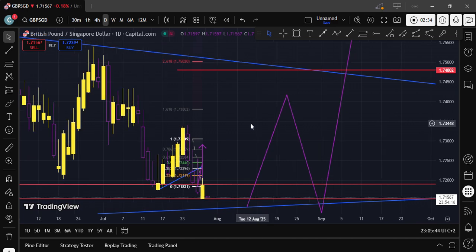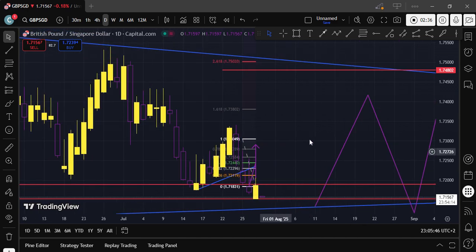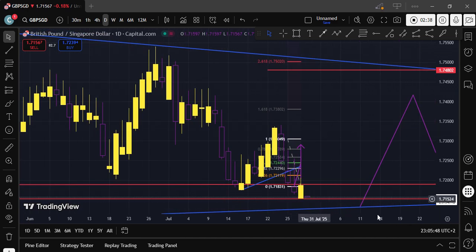It's 12 midnight at the moment. Let me show you. This is the daily time frame, and today is the 30th of July, 2025. This is the new candle that we have. It's like midnight at the moment.